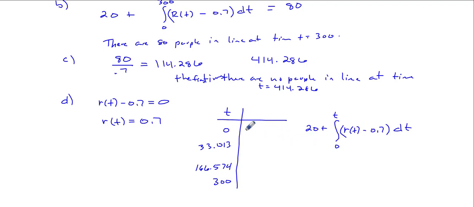Now the first one's not too bad. At time 0, that's 20 plus 0 is just 20. How many people are in line at time 300, guys? You already figured it out. 80. Use your calculator real quick and just figure out how many people are in line at 33 seconds and 166 seconds.